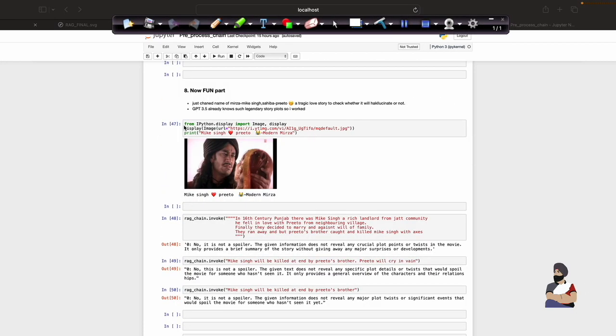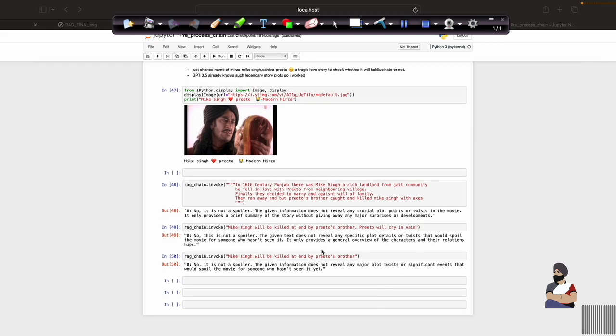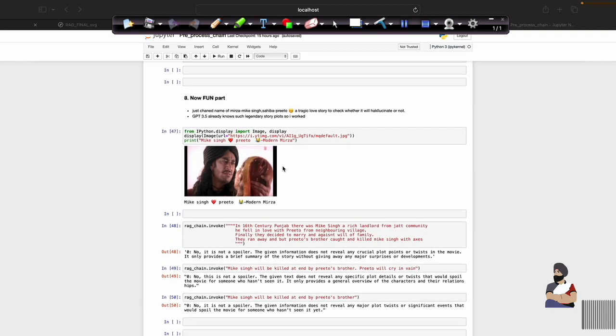Now let's do the fun part. There is a tragic love story, Mirza and Saiba. I have changed the names in that spoiler of that love story, from Mirza to Mike Singh, and Saiba to Preeto, just to check whether our model is resistant to perturbations or not. As it is written over here, our chain is quite resistant to perturbations. Whenever a malicious actor tries to do something malicious, it will say it's not a spoiler. So it's a basic test.